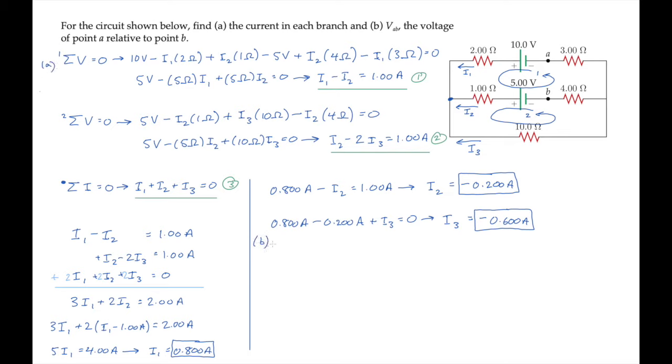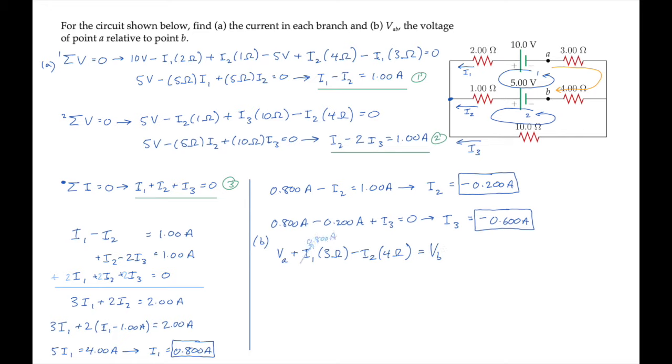Part B asks us for VAB, the voltage at point A relative to point B. To find that, we'll use this partial loop that I'll draw in orange. Starting at point A, we have the voltage at point A plus, as we move against the assumed direction of I1 through the 3 ohm resistor, minus, moving with the assumed direction of I2 through the 4 ohm resistor, equaling the voltage at B.